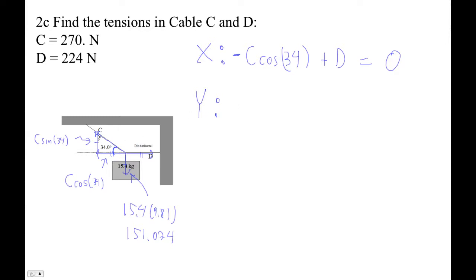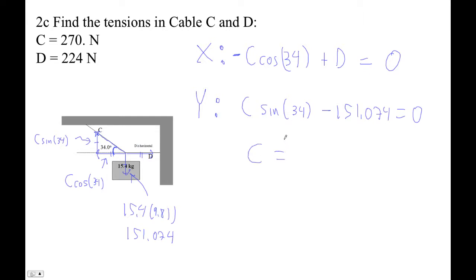Okay, so here we've got c sine 34 minus 151.074 equals 0. Now we have no need to use matrices here. This thing's actually solvable for c. C is just going to be this divided by sine of 34.